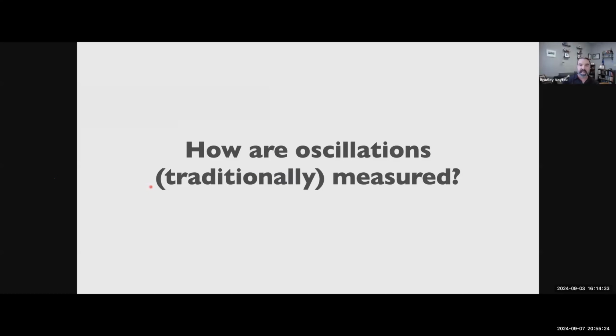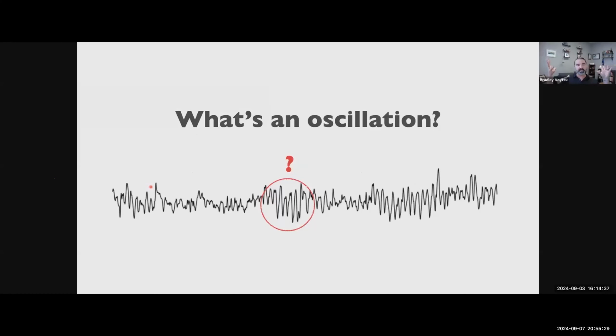And I'm going to say, okay, how are oscillations traditionally measured? So you have some kind of time series. It could be neural, it could be non-neural, doesn't matter. This works for all time series analyses. And we could say, okay, well, given this data, where is there an oscillation? One way would be just to eyeball it. We can mark manually where we think an oscillation is. It's not good for scientific replication, so we will usually want to come up with some algorithms.